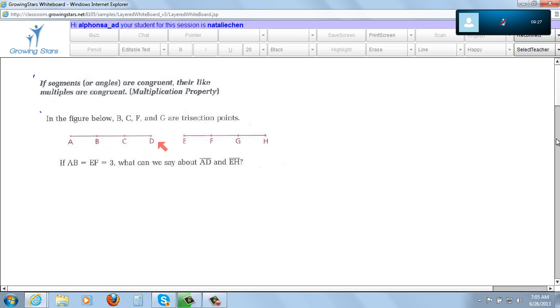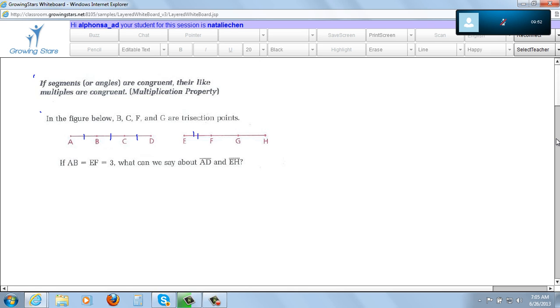Doesn't that mean all the three segments are congruent? That means segment AB, segment BC, and segment CD are congruent. What kind of angles are they? Vertically opposite angles. And we already know that vertically opposite angles are equal. F and G are trisecting the segment EH. Then what are corresponding angles?